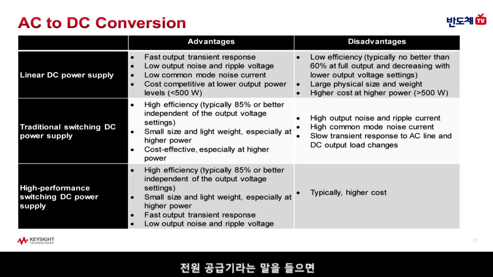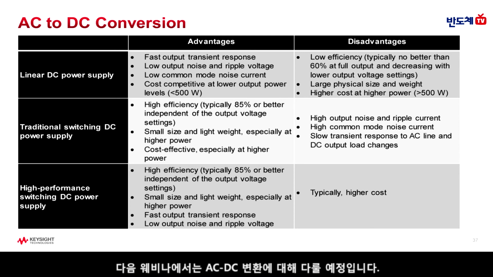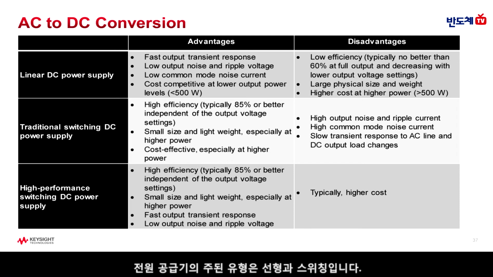AC to DC conversion is what I think most people think of when they think about a power supply, and that's going to be the topic of our next webinar, so in this webinar I'm not going to spend much time on it. I have a table here that shows the different types. There are two main types of power supplies, linear and switching. This table, which I'll cover in the next webinar as well, shows some of the advantages and disadvantages of those supplies.